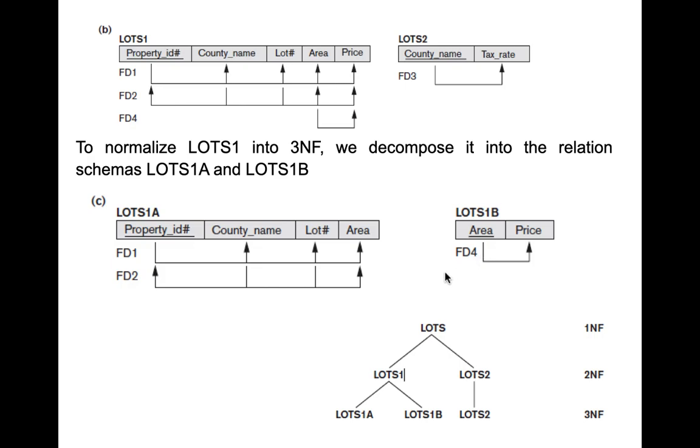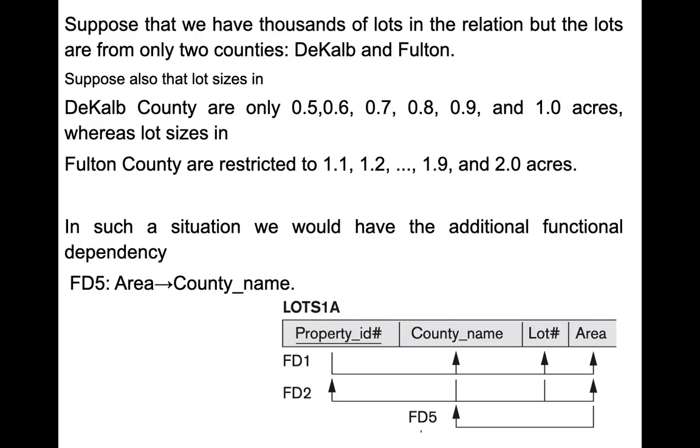So try to understand this also. Till now there was lots. After 2NF we had two tables, lots 1 and lots 2. Lots 1 violated 3NF, so we split it again into lots 1A and lots 1B. This was lots 1A, this is lots 1B. Hope it is clear till now. Now let's try to extend this example a bit more to bring in the case of BCNF. Just try to listen carefully to this example.